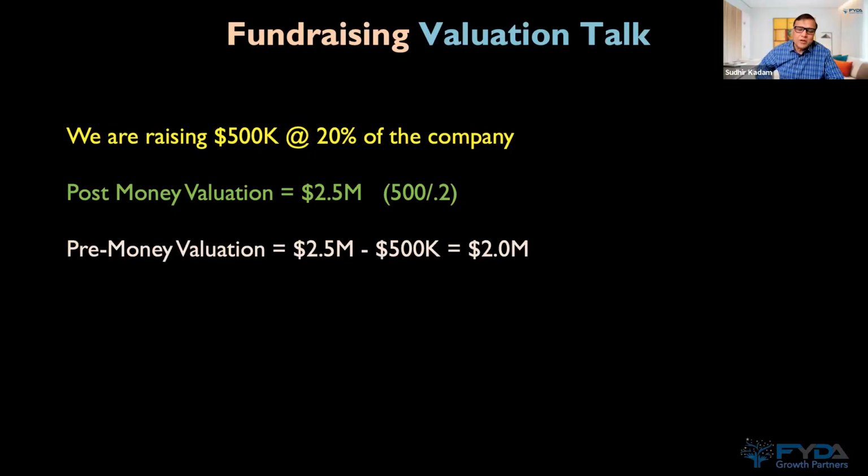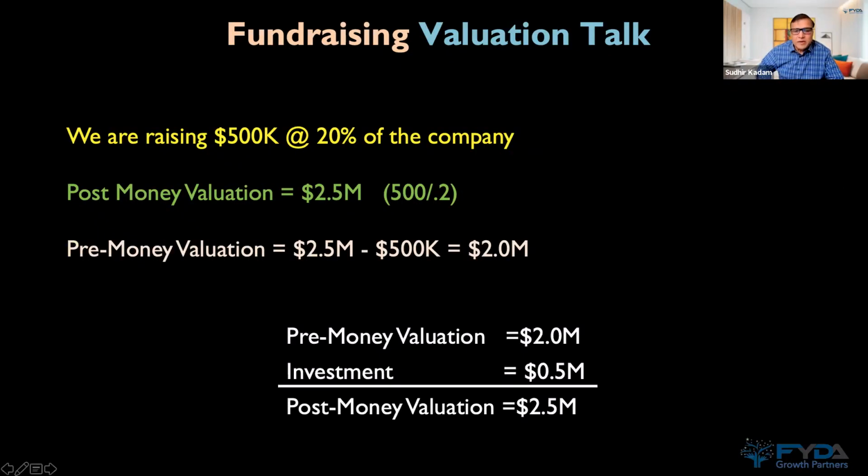You're also declaring your pre-money valuation, because it will be your post-money minus that 500K investment, which is 2 million. So this is how it works. Your pre-money valuation is 2 million, investment is 500,000, your post-money is 2.5 million, and the equity you're offering for that 500,000 is on 2.5 million. That is 20%. Now let's keep this math here and look at another way to do valuation talk.